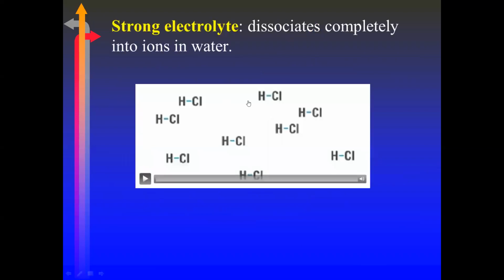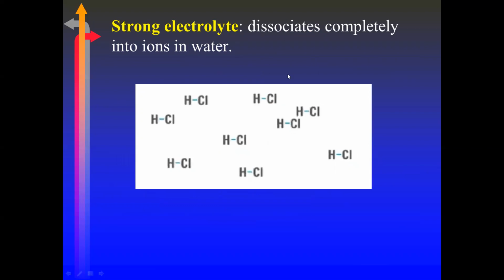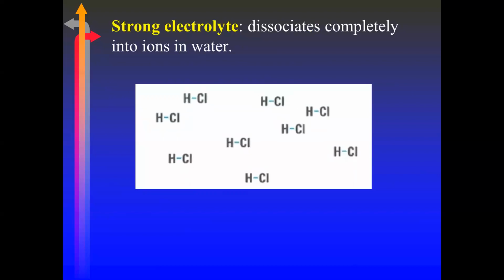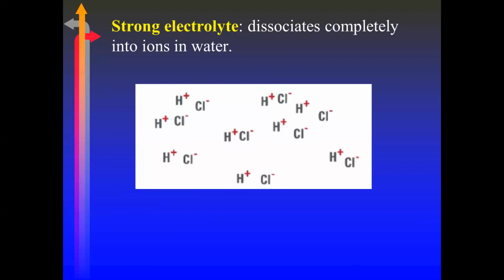Okay, I will show you some videos. For electrolytes, there are strong electrolytes and weak electrolytes. A strong electrolyte is a compound that ionizes completely in solution. Hydrogen chloride breaks into hydrogen and chloride ions.